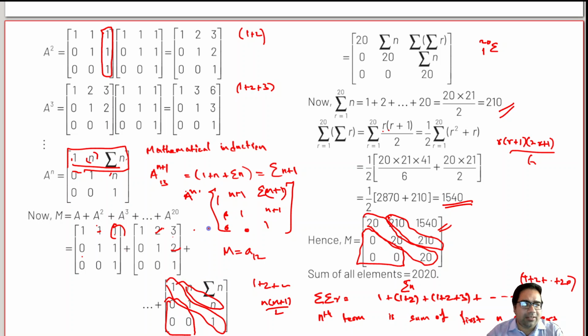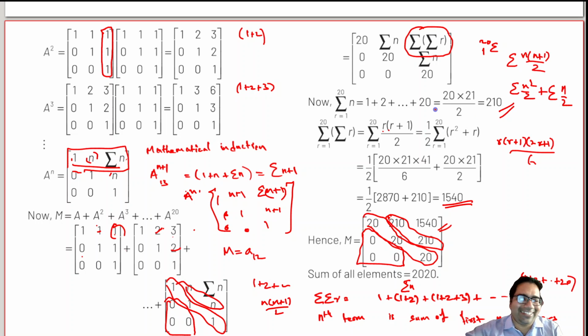So this number is actually the summation of summation of first n natural numbers, which simplifies to sigma of n into n plus 1 by 2, which is nothing but sigma of n square by 2 plus sigma of n by 2. That is what we have done. Right, guys?